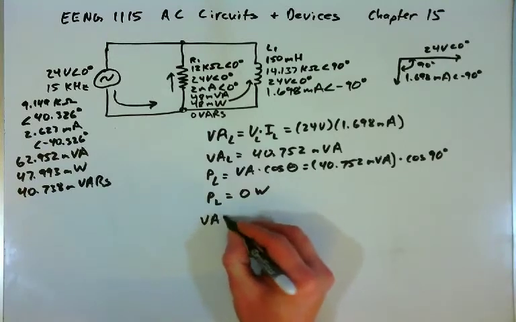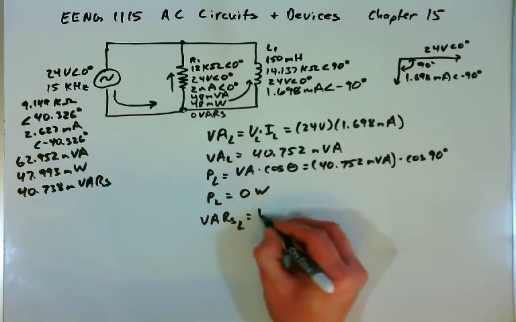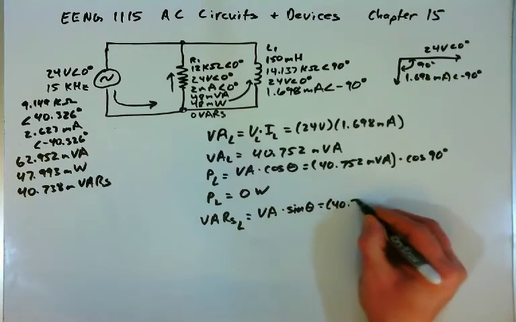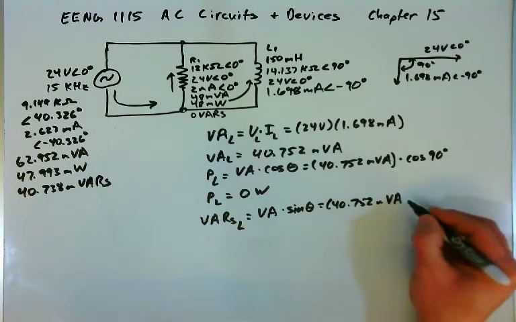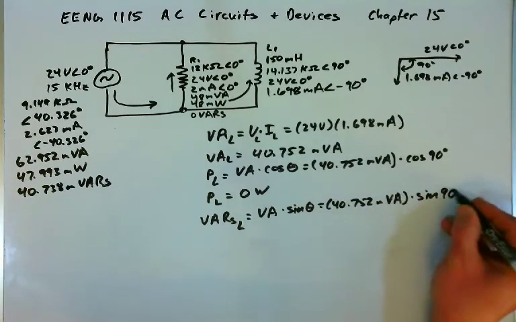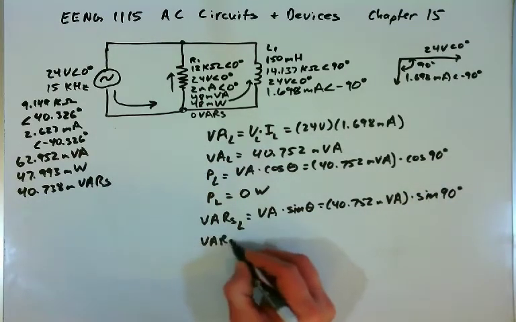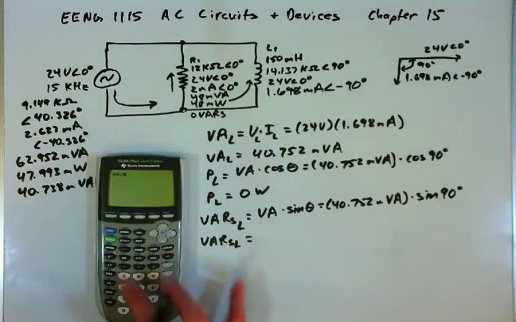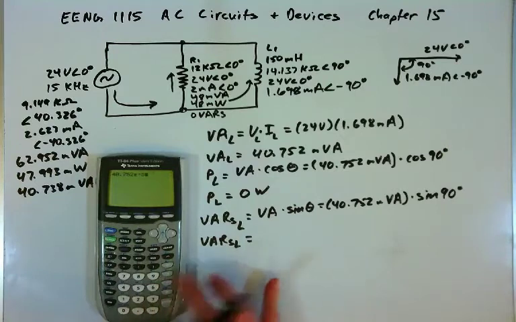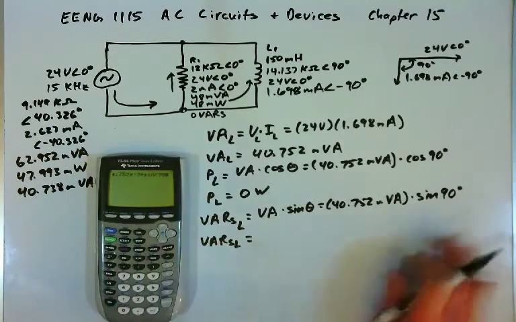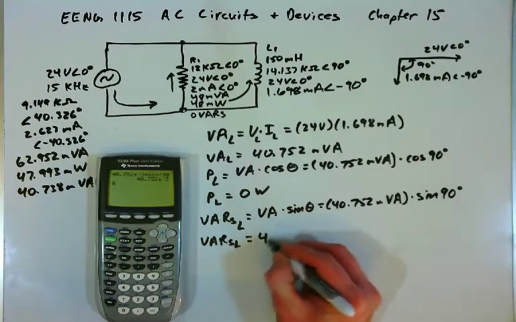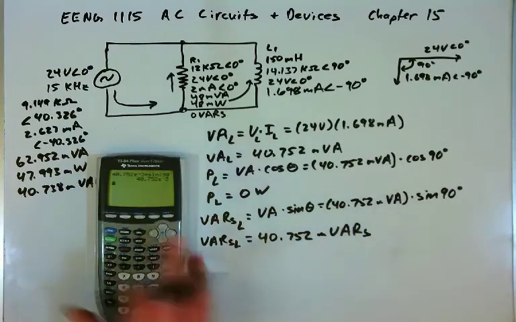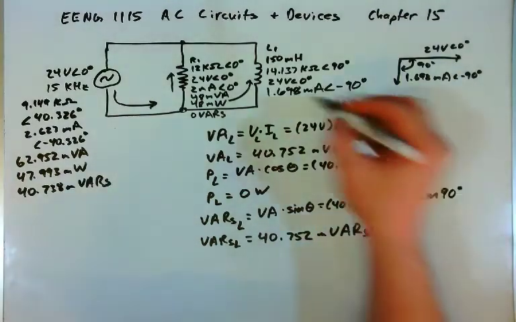Finally, we'll find the volt amps reactive for the inductor, which will be the volt amps times the sine of the angle. So we'll have 40.752 millivolt amps times the sine of 90 degrees. And so the volt amps reactive of the inductor will be 40.752 milli times the sine of 90 degrees. Sine of 90 degrees is 1, and so we get 40.752 millivolt amps reactive.